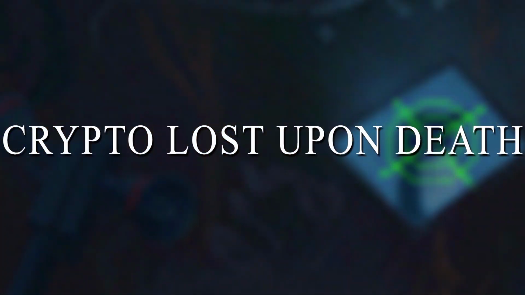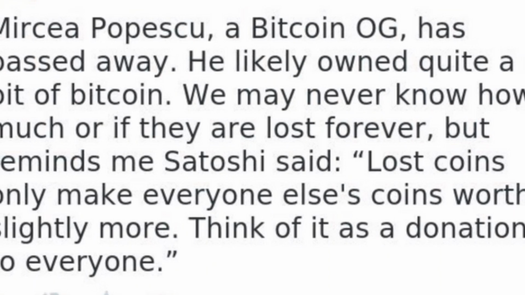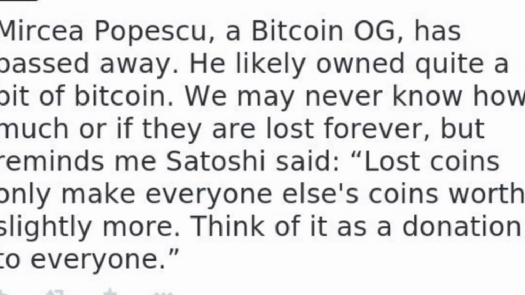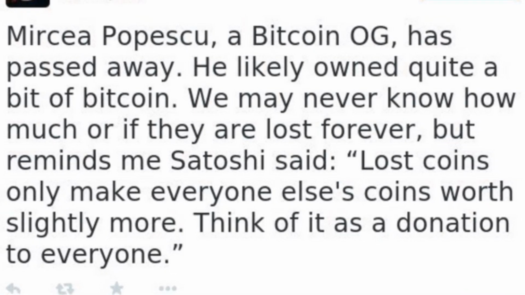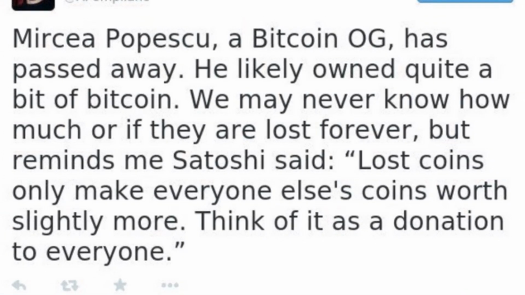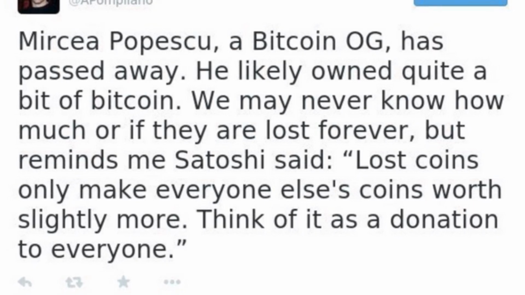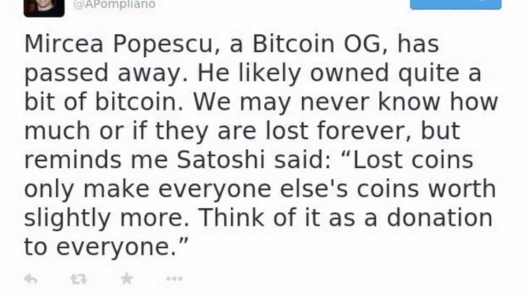Crypto lost upon death. This refers to your assets if you die. Because crypto wallets need your seed phrase to unlock, it means that the crypto you have can only be given out upon death if your relative knows the seed phrase. If they don't know it, then there's no way to claim that money back, and therefore the crypto is lost upon death.